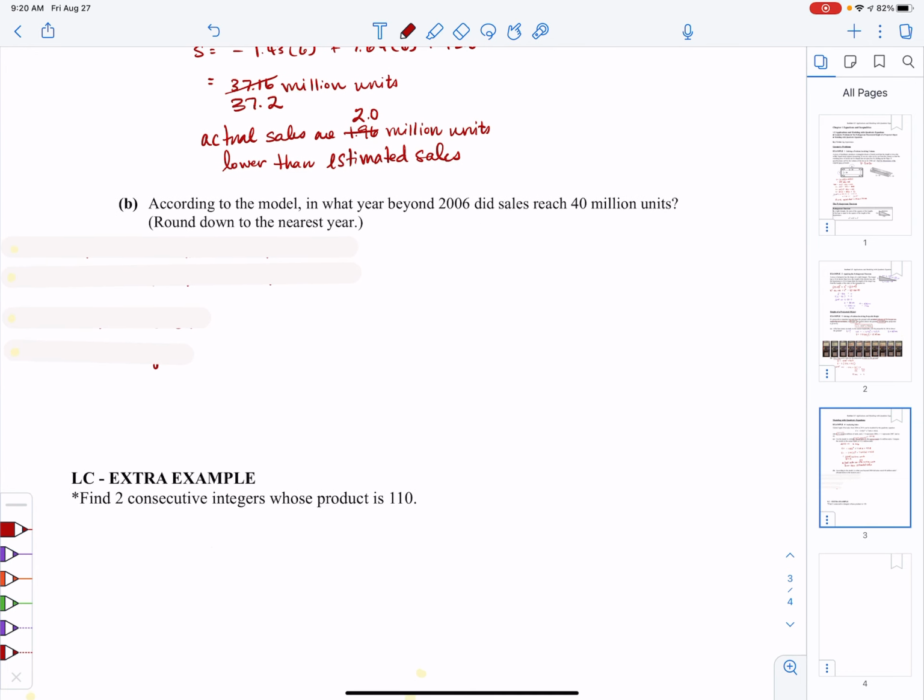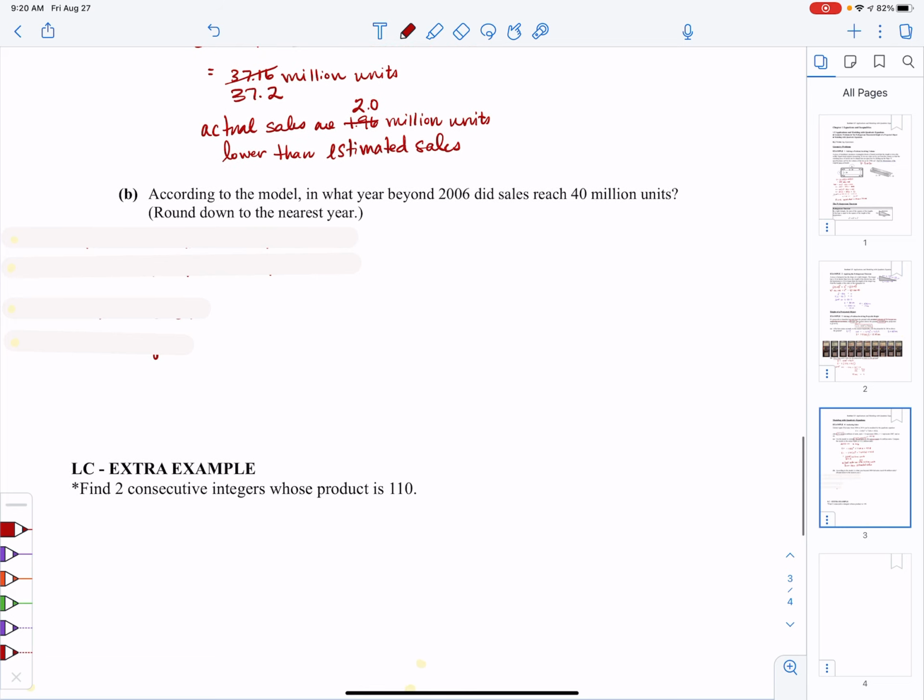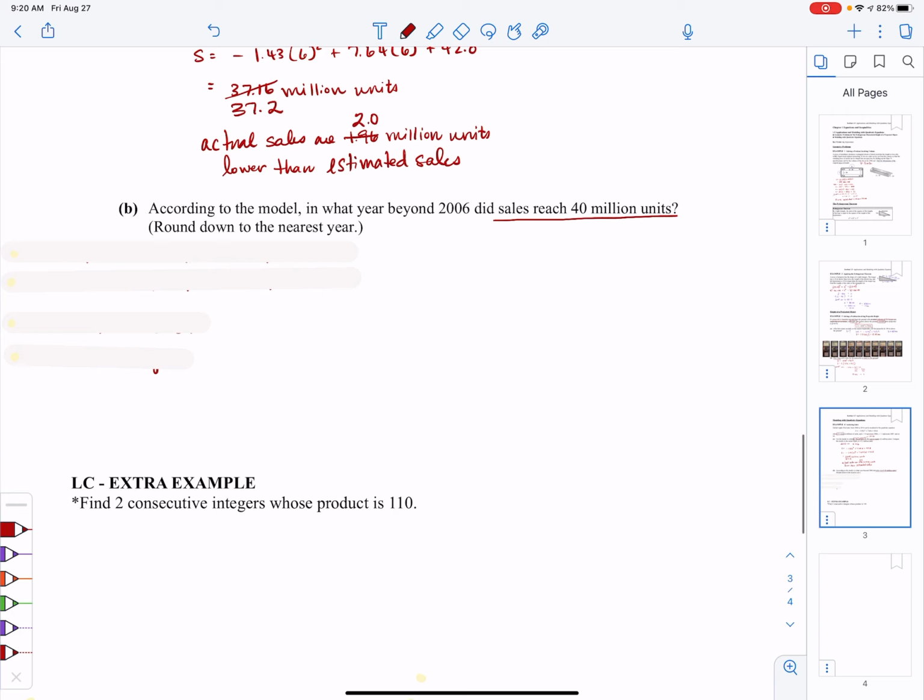Now, the second thing that we were asked to do is, according to the model, in what year beyond 2006 did the sales reach 40 million units? So now I'm looking at the sales of 40 million units. So this is an S value of 40 million. So what we're going to do then is plug 40 in for S. This is a quadratic, so let's just solve the quadratic. So we'll subtract 40 on both sides.